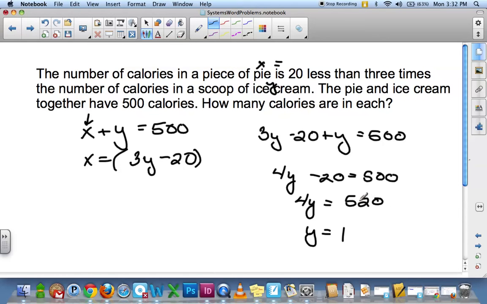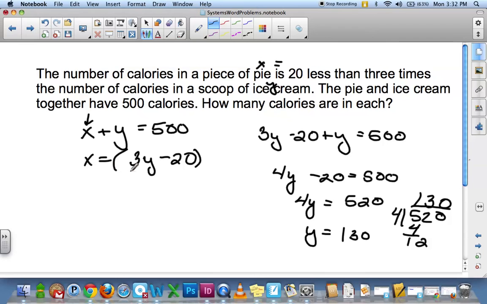So let's just do this math out. So 4 goes into 5 once. Subtract, you get 12. 3, so 130. So 130 calories is my y.